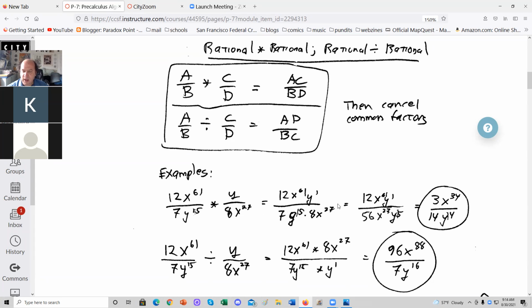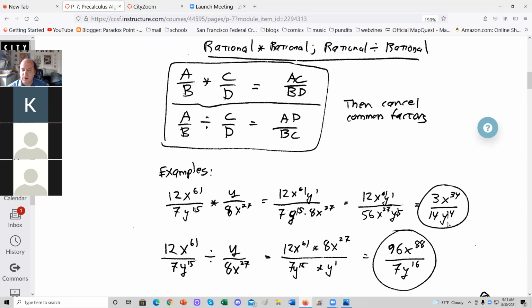All right. You can multiply across: 12 times 1 in the numerator, 7 times 8 is 56 in the denominator. We have an x to the 61 in the numerator and an x to the 27th in the denominator, and y to the 1st over y to the 15th. All right, now after some cancellation, 61 minus 27 is 34, so you have x to the 34th in the numerator, 1 over 15 leaves a y to the 14th in the denominator, and you can reduce 12 over 56 to 3 over 14. So you get 3x to the 34th over 14y to the 14th.